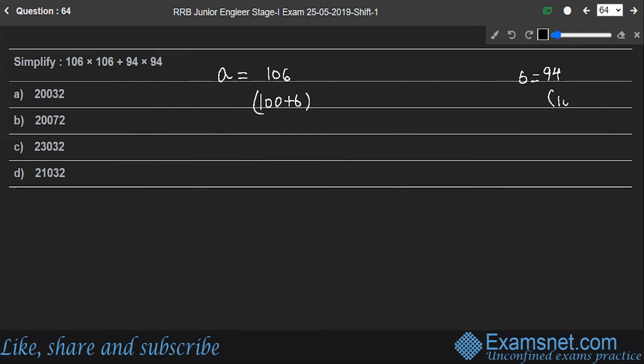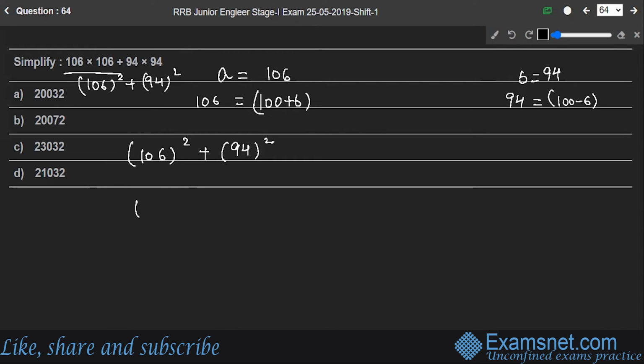And 94 can be written as 100 minus 6, correct? So what do you have to find out? This is 106 is equal to, and this is 94 is equal to. So you have this one as 106 square plus 94 square. Let's write it down. 106 square plus 94 square. This will be equal to (100 plus 6) whole square plus (100 minus 6) whole square.